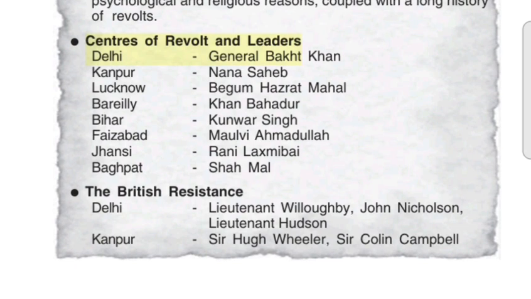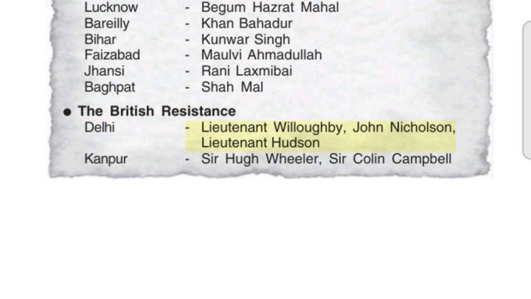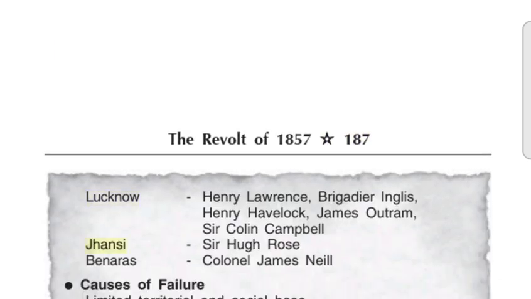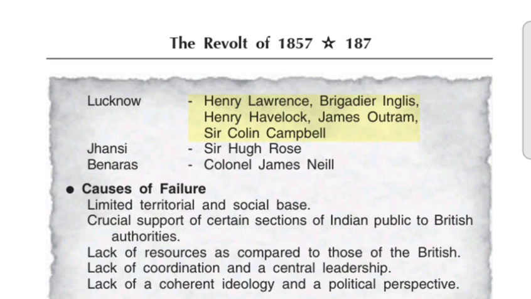Centers of revolt and leaders: Delhi, Kanpur, Lucknow, Bareilly, Bihar, Faizabad, Jhansi, Bagpat; General Bakht Khan, Nana Sahib, Begum Hazrat Mahal, Khan Bahadur, Kunwar Singh, Maulvi Ahmadullah, Rani Lakshmibai, Shamal. The British resistance: Delhi, Lieutenant Willoughby, John Nicholson, Lieutenant Hudson; Kanpur, Sir Hugh Wheeler, Sir Colin Campbell; Lucknow, Jhansi, Benares, Henry Lawrence, Brigadier Inglis, Henry Havelock, James Outram, Sir Colin Campbell, Sir Hugh Rose, Colonel James Neal.